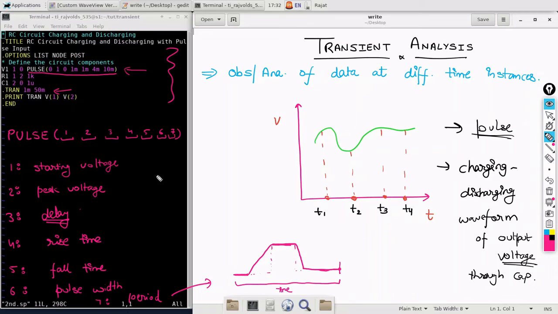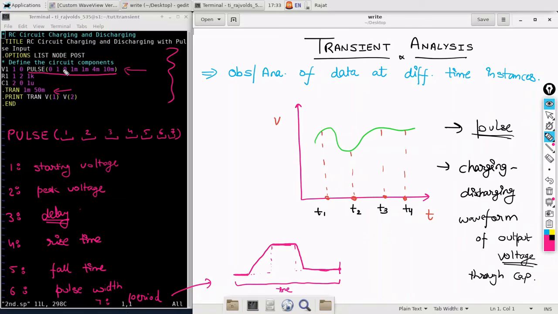So these are the 7 specifications that we have to provide while writing a pulse code. So we have just done the same thing over here. The voltage source is defined V1 here and applied between the nodes 1 and 0. That is a pulse in nature, that's why we have written pulse. So 0 is the starting voltage, that it will start from 0 volts. 1 is the peak voltage, that it will rise up to 1 volt.